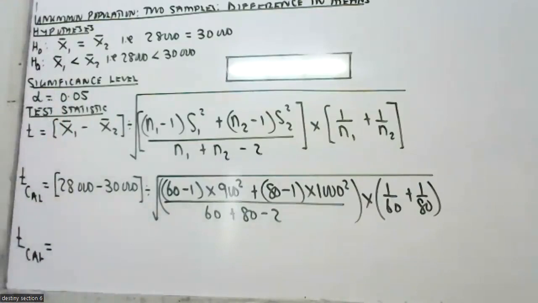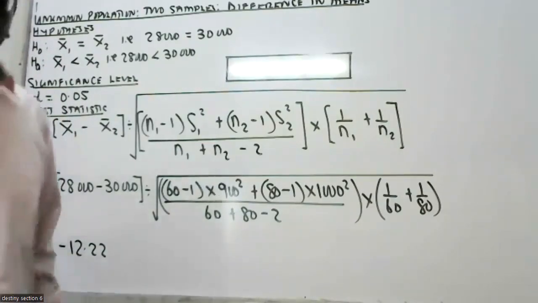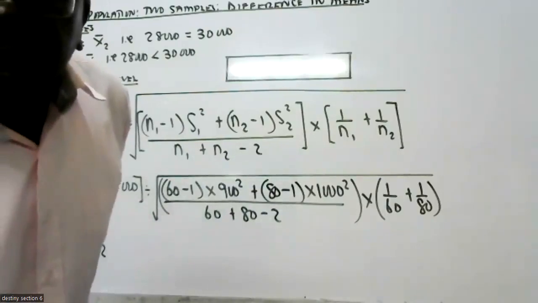12.22. Good. Negative, it's negative 12.22. So that is the answer.